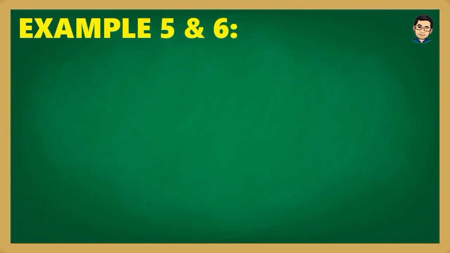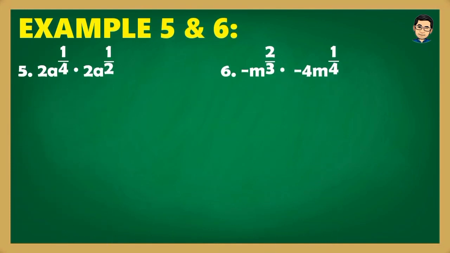So, yung next example natin, kung kanina, yung mga fractional exponents niya ay pareho. So, ngayon naman, yung 5 and 6, hindi po pareho. So, ang gagawin lang natin dito, kukunin natin yung LCD, yung least common denominator. So, sulat lang natin 2a and then raised to 1/4 plus 1/2.